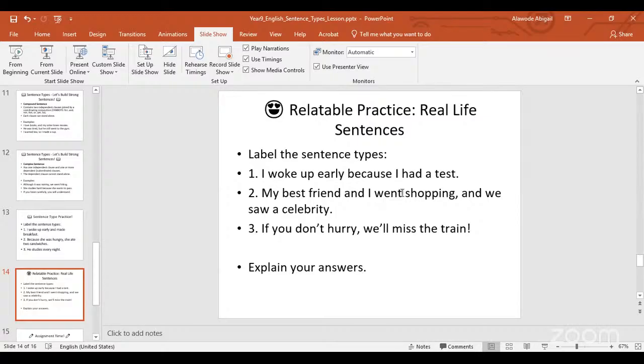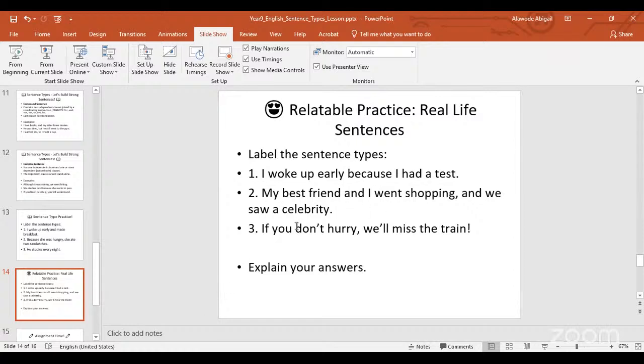I woke up early because I had a test. It's a complex sentence. Okay. I like that. Why? No, you have to tell me why. Because it has a dependent clause and an independent clause, and it has because as a conjunction. Yeah, you're correct. That one is fine.